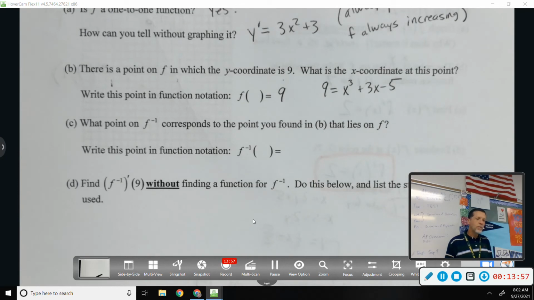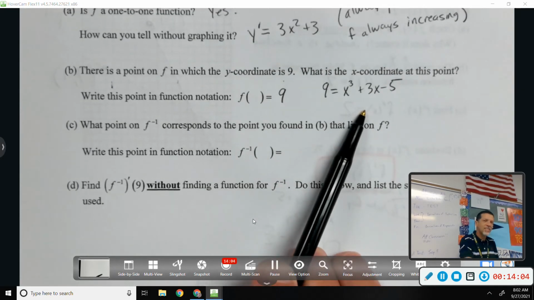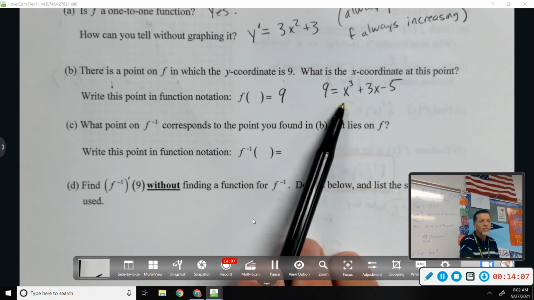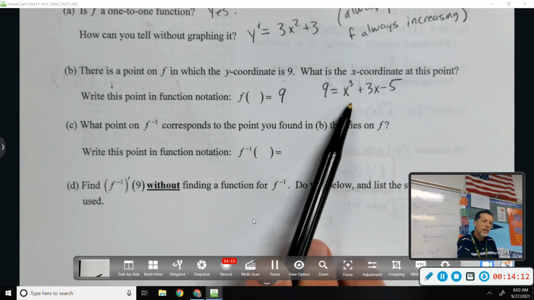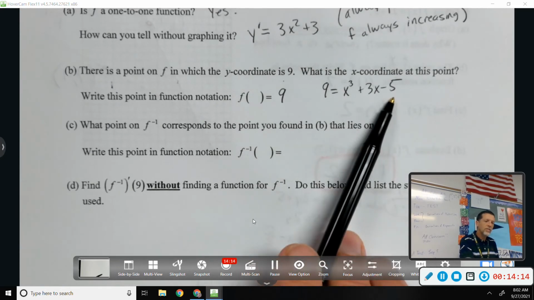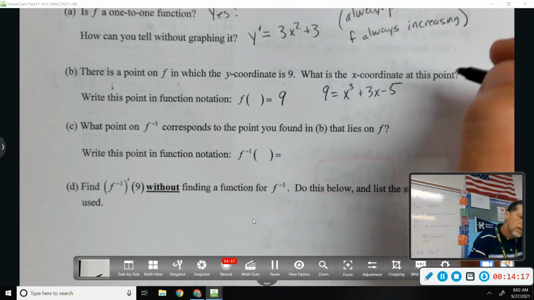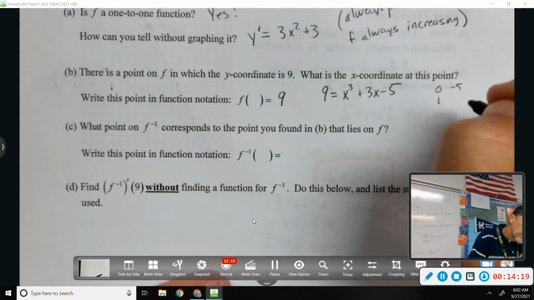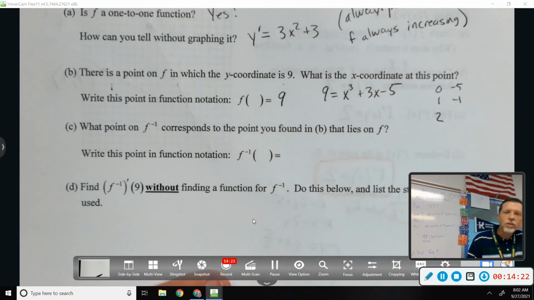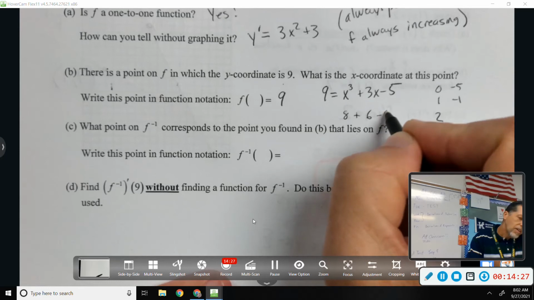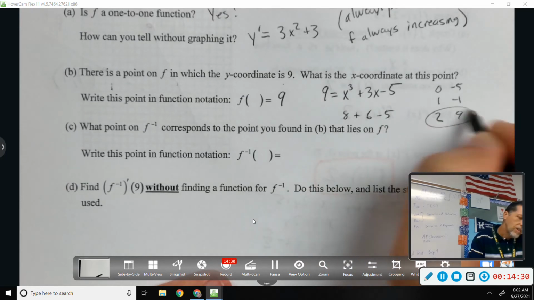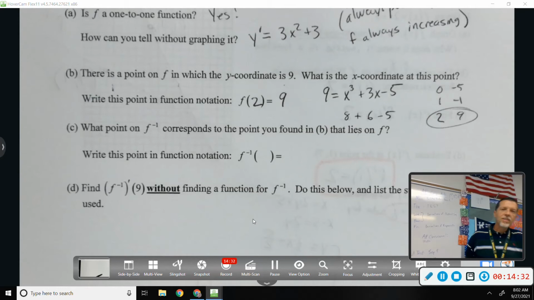This is sort of the annoying part of this lesson because there's no way to do that algebraically. It's just guess and check. But if we make you guess and check, it's not going to be a hard number. So if I plug in 0, I don't get 9. If I plug in 1, I get 1 plus 3 minus 5. That's not 9. Plug in 1, I get negative 1. If I plug in 2, I get 8 plus 6 minus 5. There we go. So when x is 2, y is 9.